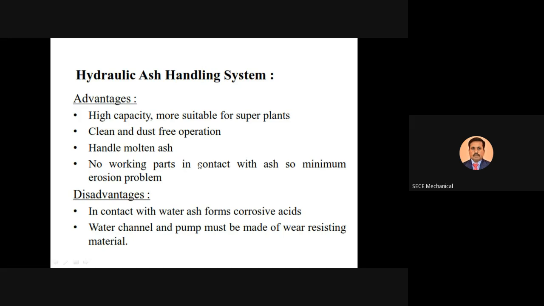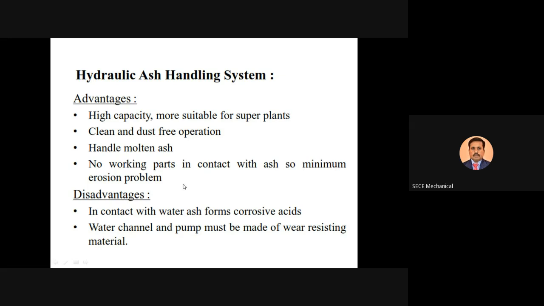So here only the water is in contact in the lower portion of your ash pocket. So there is no contact between your boiler area and ash, also water. There are no connections between the boiler area, water and ash. So all are separated portions, so there is no erosion problem. So these are some of the advantages.